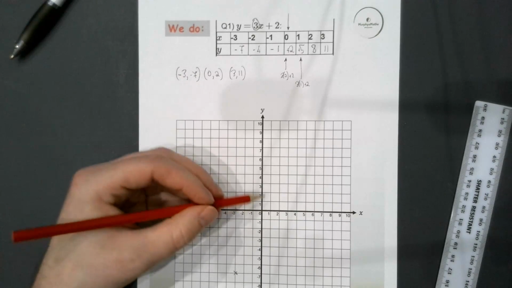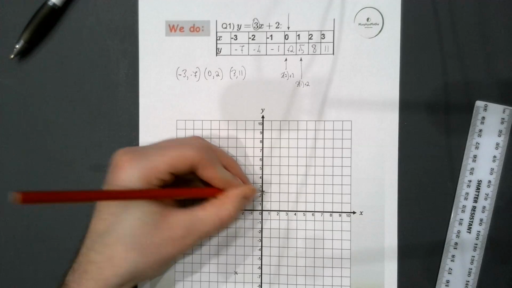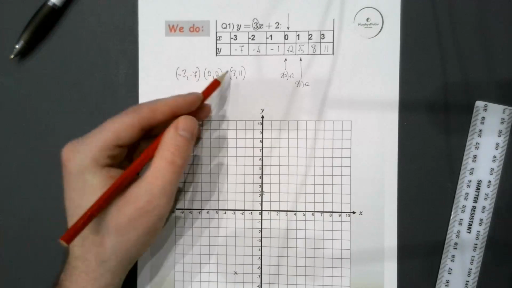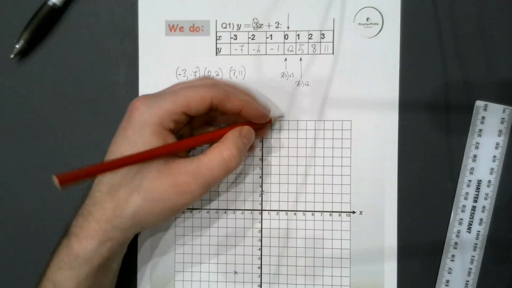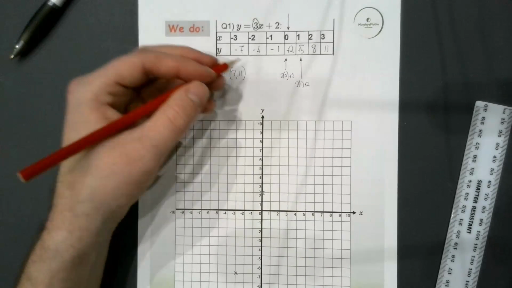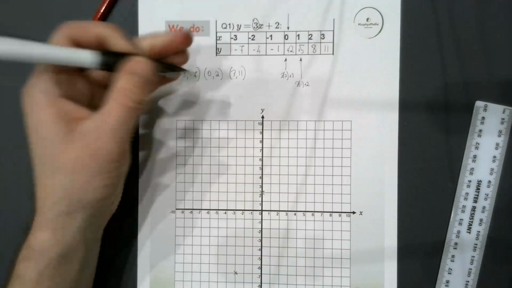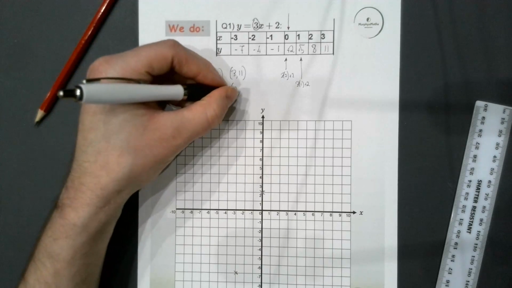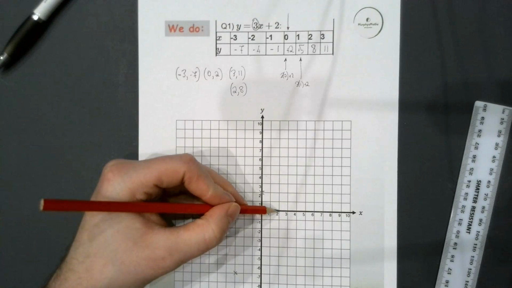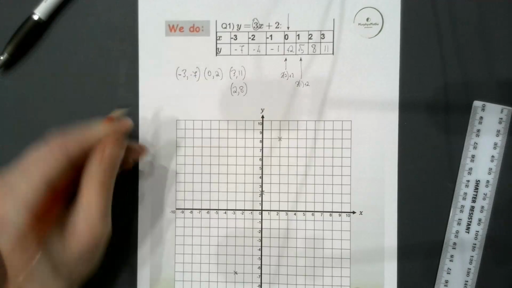Next we've got 0, 2. So 0 is right here in the middle, up 2 is there. And then lastly 3, 11, which goes off my graph actually. So what I'm going to do here is, I'm going to go back a little bit, and I'm going to use the 2, 8 instead. Just to make sure I get this right. So 2, 8 is here.